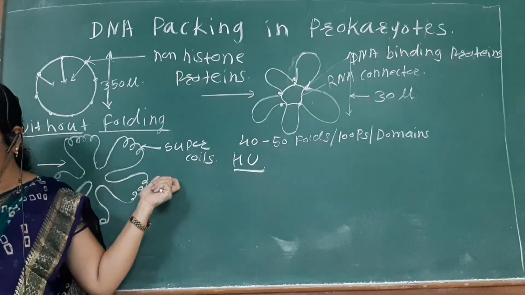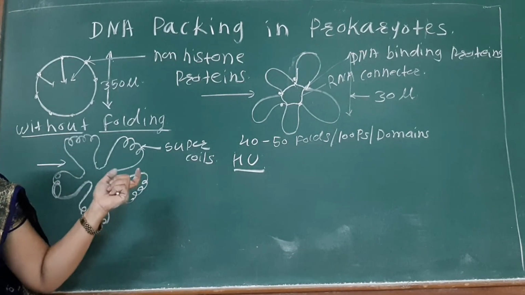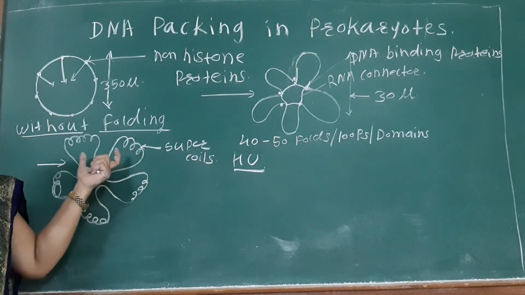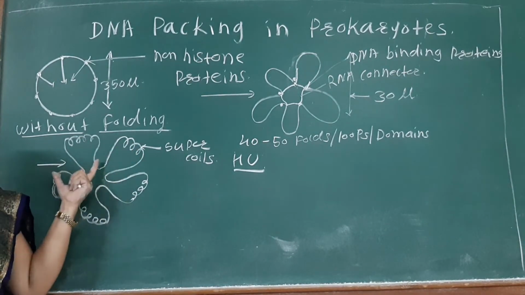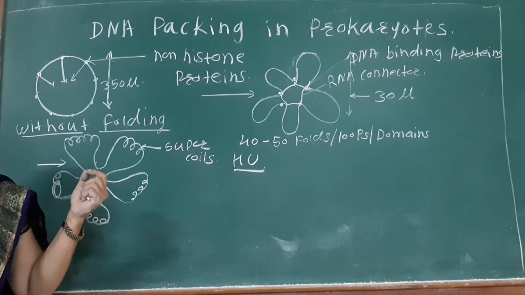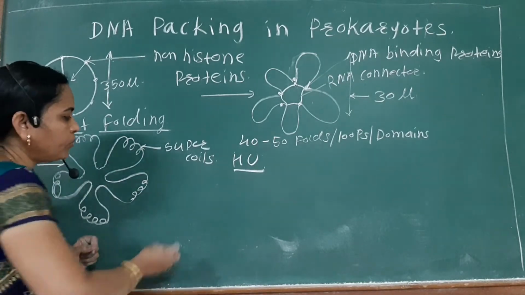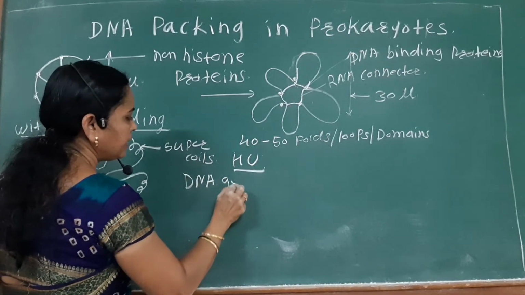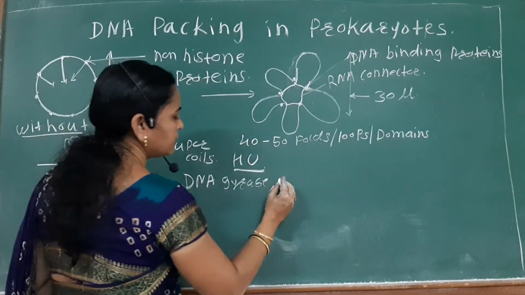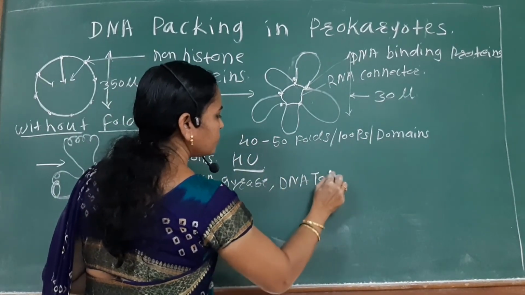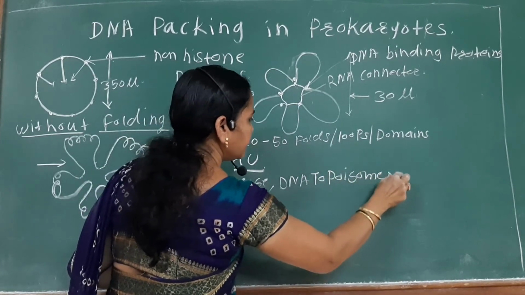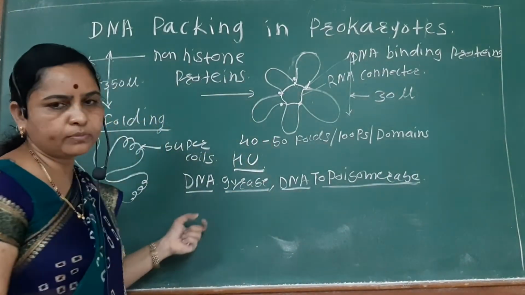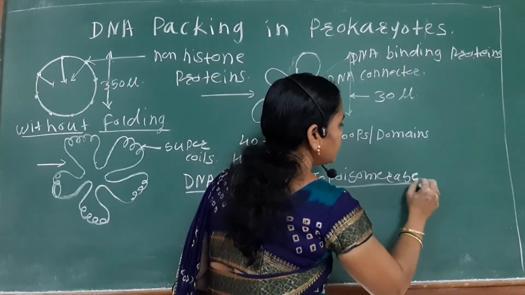So the supercoils are mainly produced due to the histone units, and the DNA is reduced in size due to the presence of the DNA gyrase and the DNA topoisomerase I. These are the two enzymes: DNA gyrase and DNA topoisomerase I.